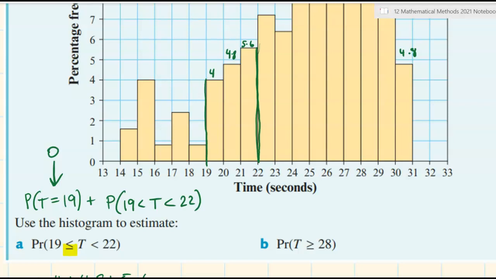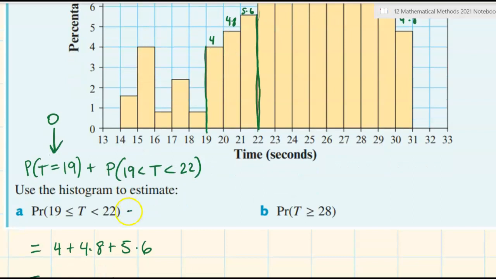So therefore, the point I guess I wanted to make with this example is it does not matter if this was phrased like that, or it could have been phrased like this, less than or equal to t, less than or equal to 22, or we could have had equal to on the 22 and not on the 19.